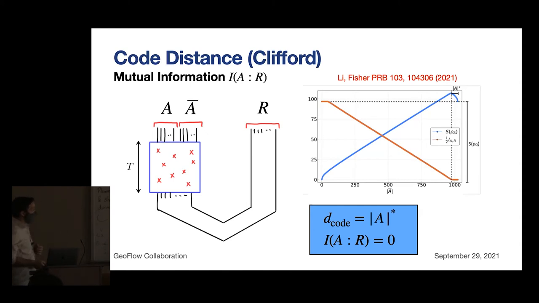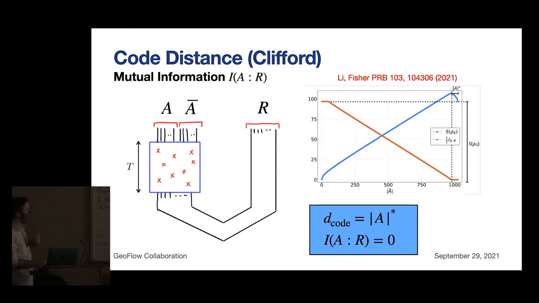Now, in order to do that in Clifford circuits, Lee and Fisher recently pointed out in this nice PRB that you can get at this by measuring the mutual information between a subregion A and the reference R. Now, the reason this works, suppose I take the mutual information between A and R here, you can think of this region A as a region on which errors can act in order to somehow disturb the information that's over in R, okay?